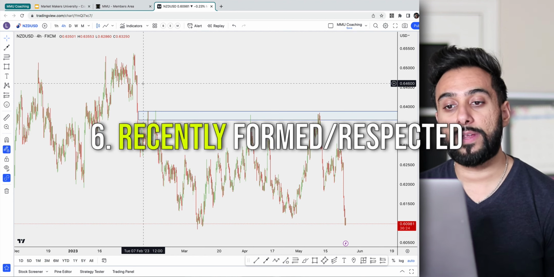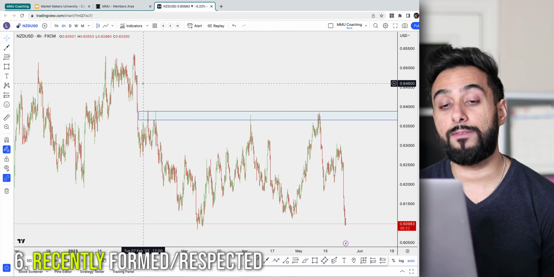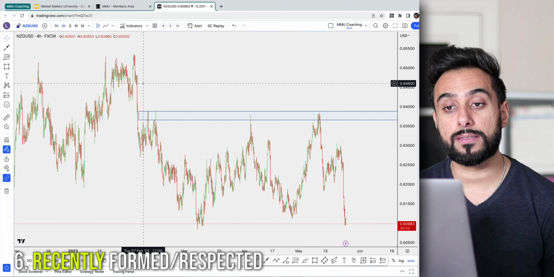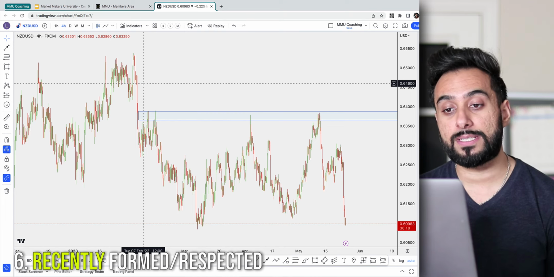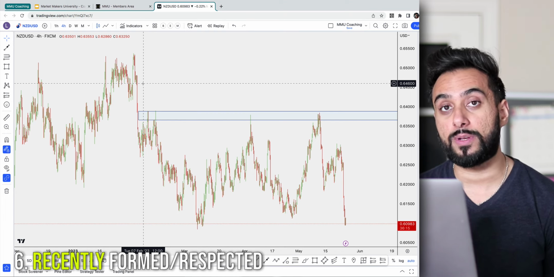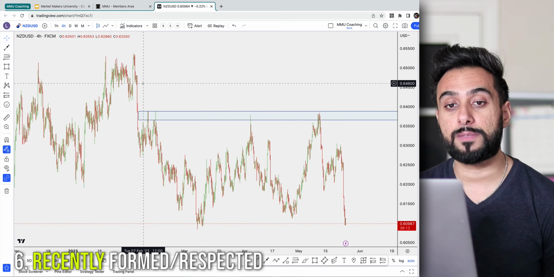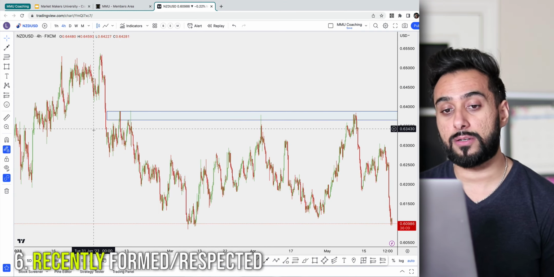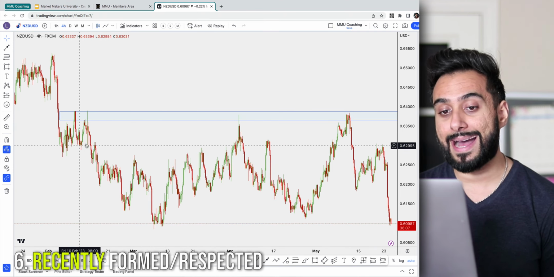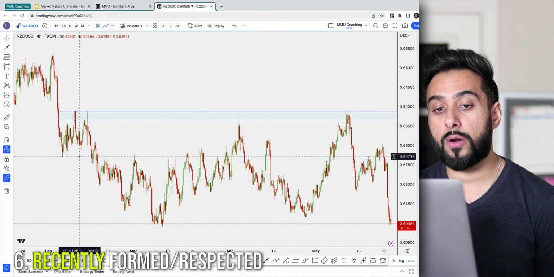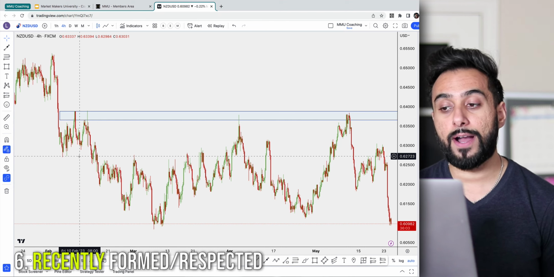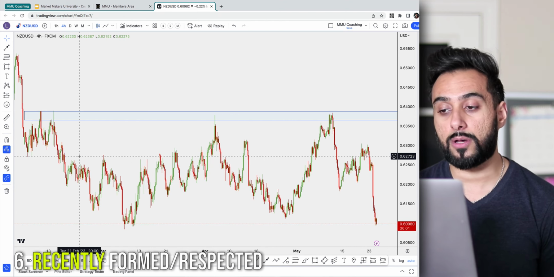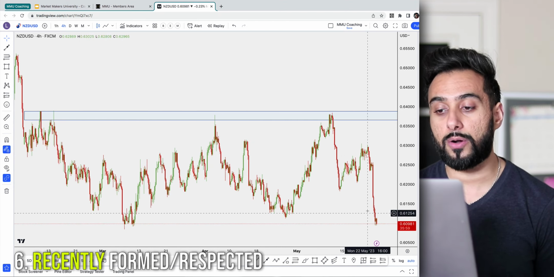Now let's talk about criteria number 6, and this is finding and identifying areas where these support and resistance zones were recently created or recently respected. What do I mean by this? What I mean is if you find areas or zones somewhere in the past, while these zones are effective, you're able to find more effective zones the closer that you are to the current time.